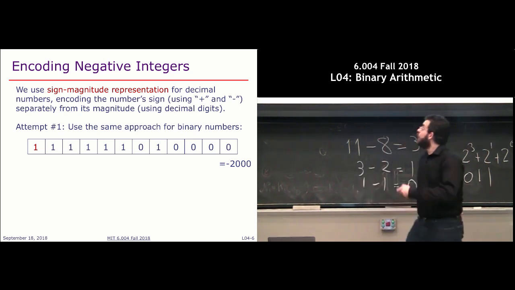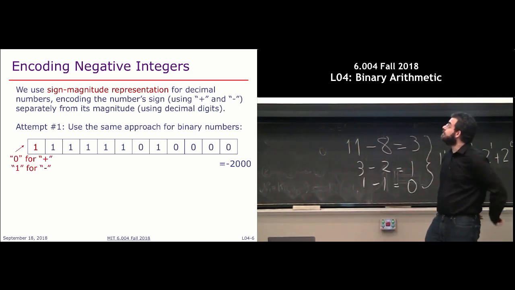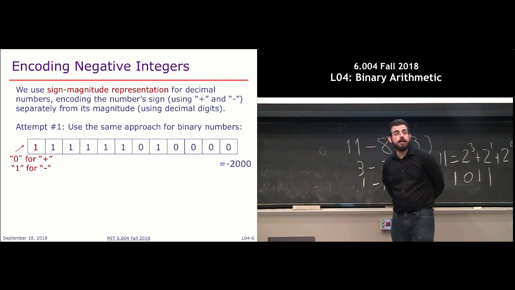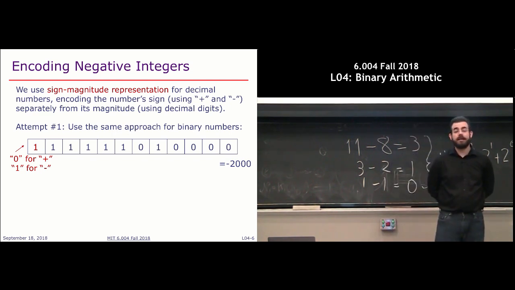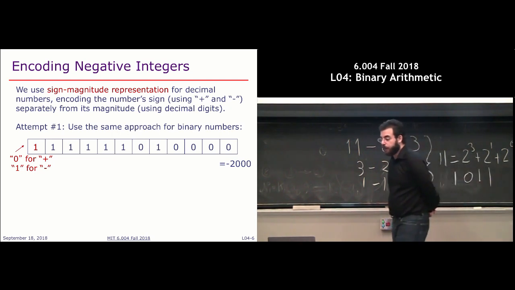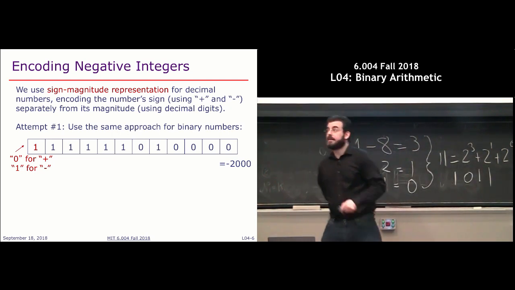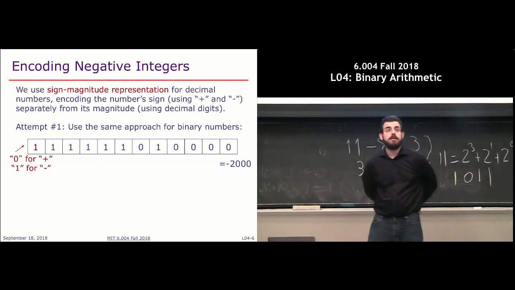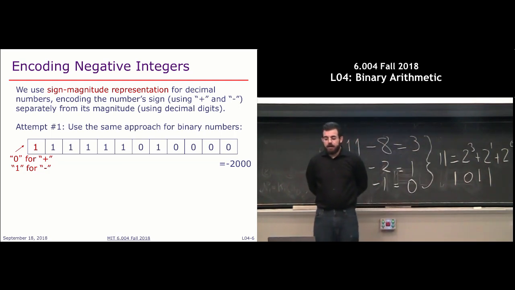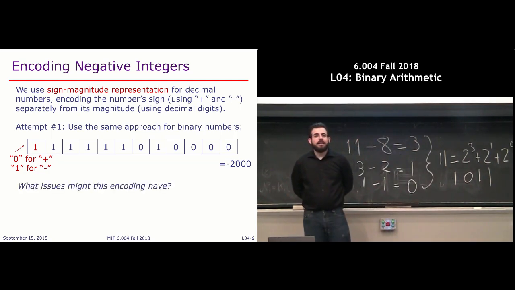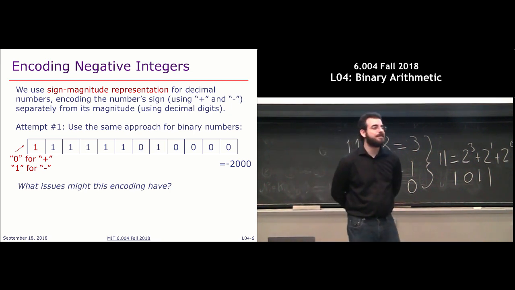So we have what we call a sign bit here. We use 0 to denote that the number is positive, 1 to denote that the number is negative, and then we just have the magnitude. So in this case, this number would be minus 2,000, right? This was the same bit string as we saw in the first slide. OK, what issues does this have? This is actually not very good. There are some problems. Yes?